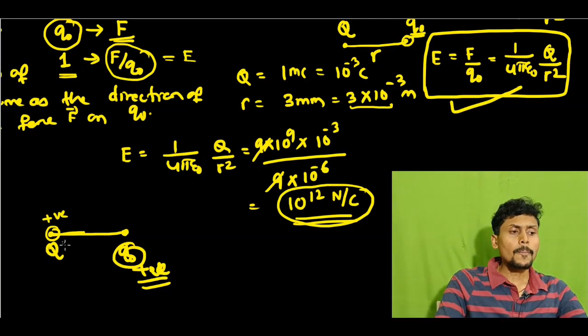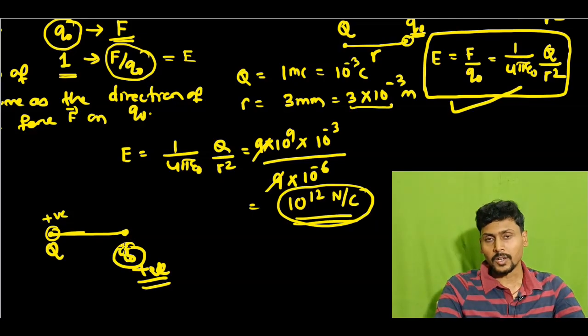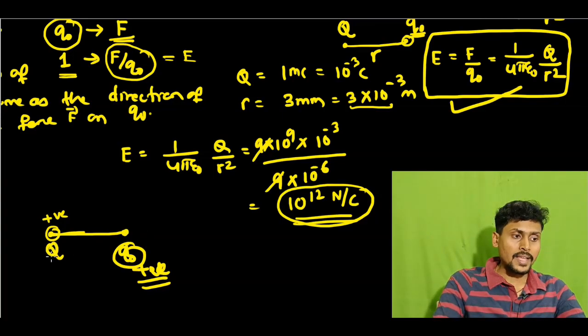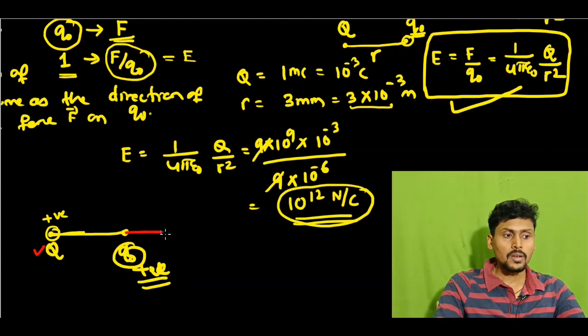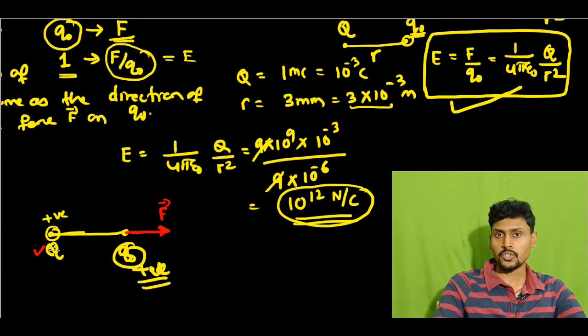Since both are positive charges, this test charge Q naught will be repelled by the source charge. So I can say that this charge capital Q will repel the charge Q naught in this direction, away from it. The test charge Q naught will experience a repulsive force in this direction. You can say that this arrow mark is away from the source charge.